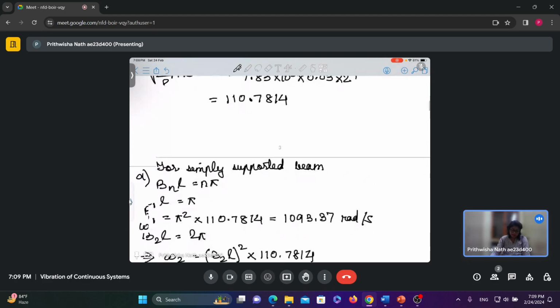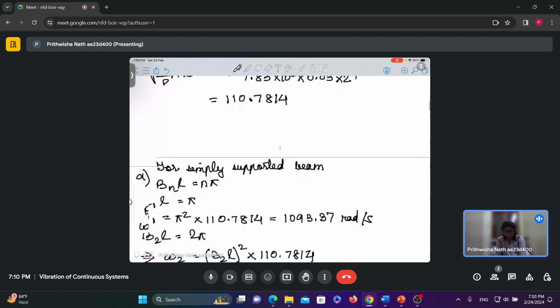Now for the fixed beam, we know that beta 1 L is 4.730841. From there, we calculate omega 1. Again for beta 2 L, we know the value. So we get the second natural frequency, which is coming to be 6832.2023 radians per second. And the third natural frequency, similarly, we are getting as 13,393.8474 radians per second.